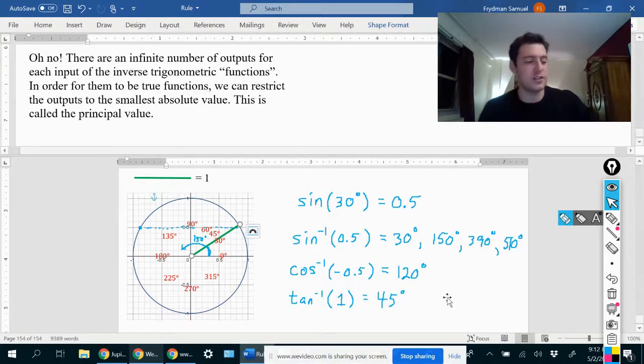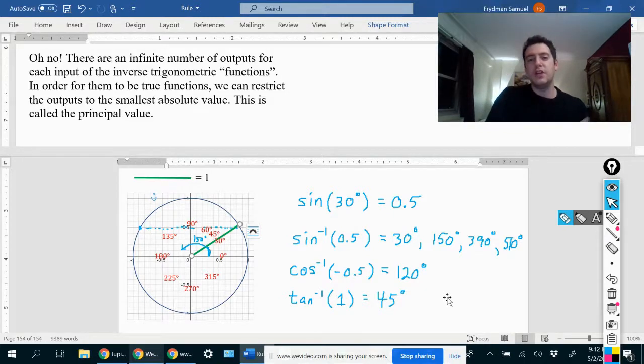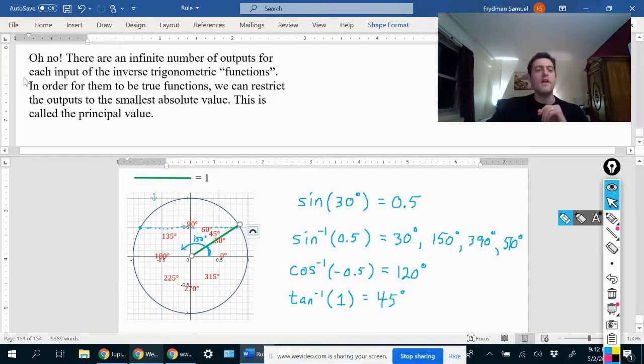They're not functions, okay, because there is more than one output for each input. But we can change the definition of what they mean and change the answers that we'll accept to turn them into functions, okay? So in order for them to be true functions, we can restrict the outputs to the smallest absolute value. This is called the principal value.